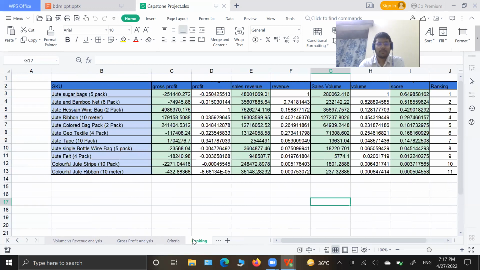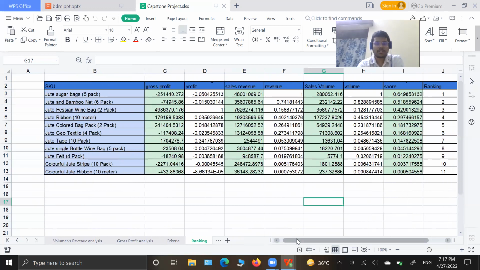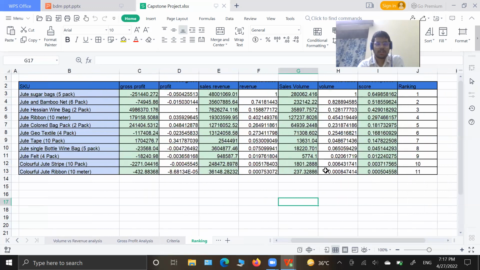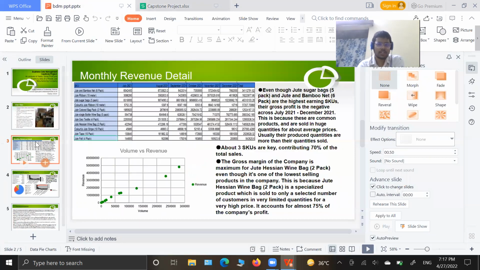Now, the ranking of the products, meaning the best product out of the products, can be ranked as shown here. The jute sugar bags, a 5-pack product, is ranked at number one, and the colorful jute ribbon, that is 10 meters, is the lowest rank. From this data, I've concluded some things that you can see.